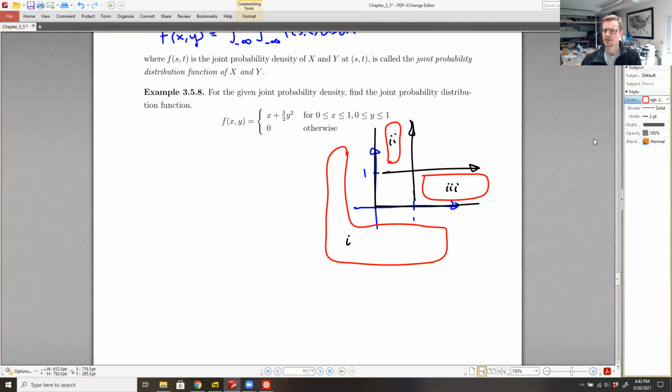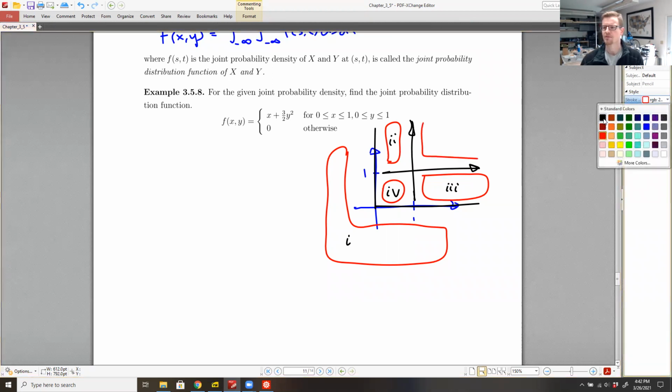Let's see here, what else? Well, we could end up with a situation where we're actually inside the region where it's non-zero. Call this region 4. And then the 5th region is where both x and y are greater than 1. So where both x and y are greater than 1, we will call that region 5. So there are 5 possibilities.